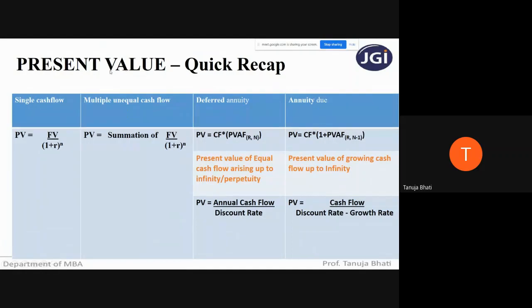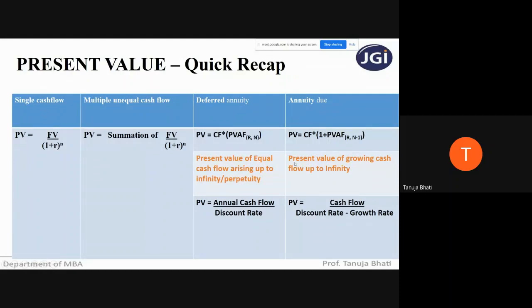Then in case of present value, we have also seen something called perpetuity. What is perpetuity? Where the series of cash flow arises up to an indefinite period of time. How to calculate present value of a perpetuity is very simple. Take the annual cash flow divided by discount rate. Why discount rate? We call the rate discount rate and not interest rate, because we are going to find out the present value. So, annual cash flow divided by discount rate.